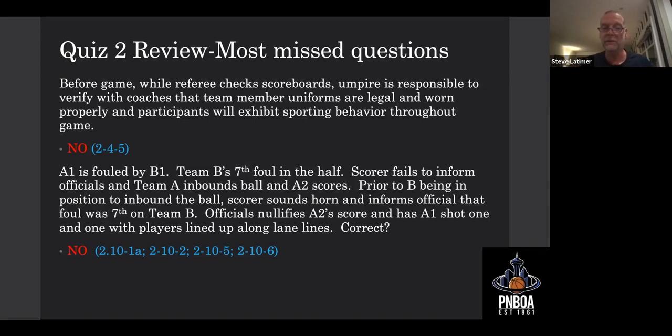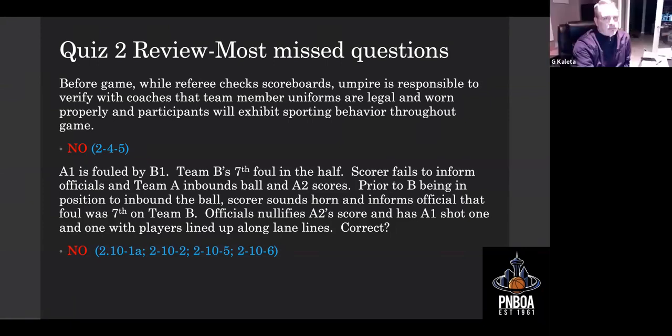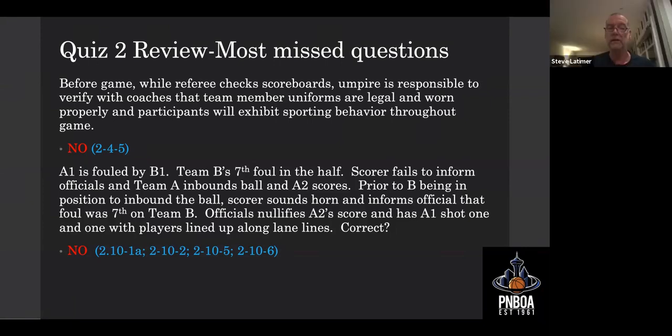And then what did they end up doing? They nullified A2's score. That was the first mistake, right? Because they should have counted the score. And instead of having A1 shoot with players along the lane lines, they should have had A1 shoot. And then they have the ball come in at the point of interruption. And the point of interruption was the made basket. So B should have had the ball on the end line running it. So they should have counted A2's basket.